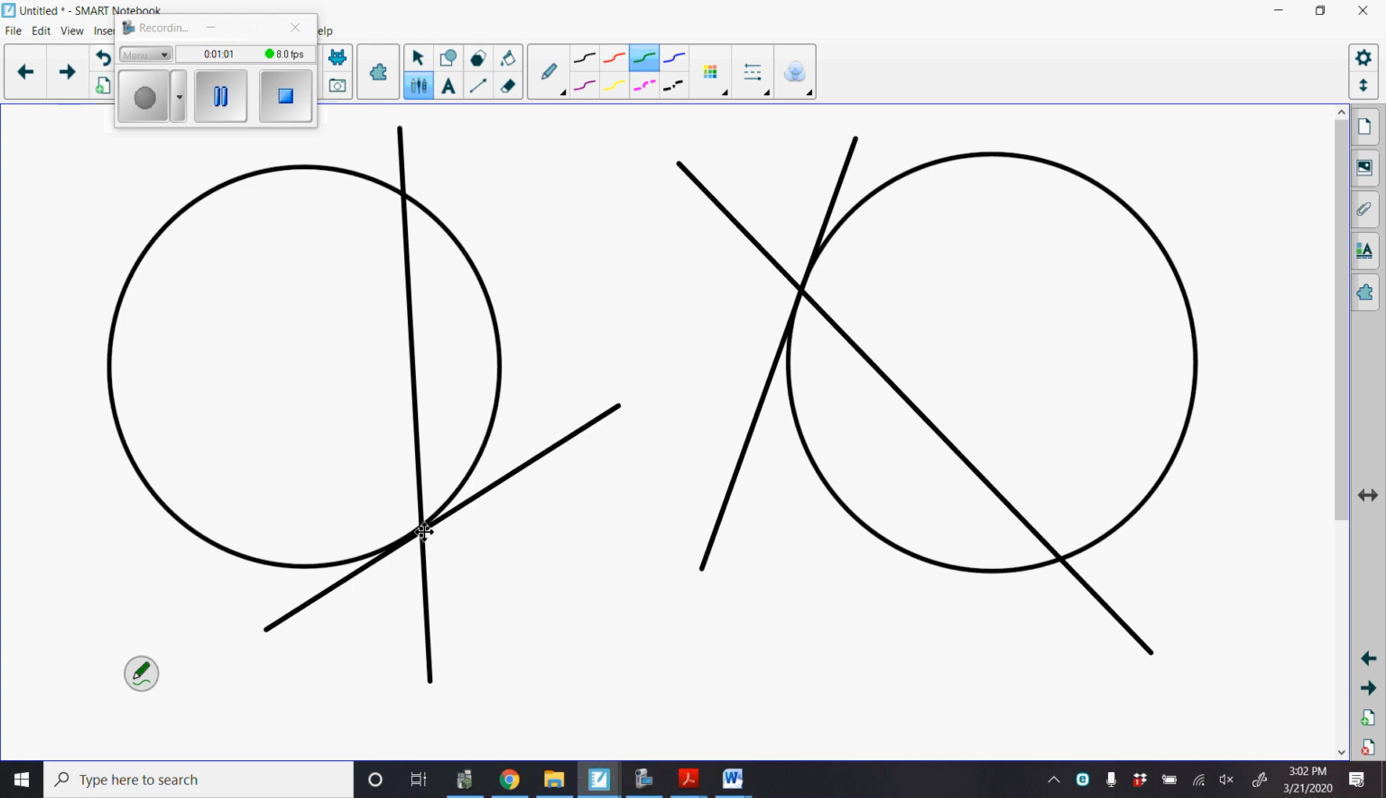Now you may say, this kind of looks like an inscribed angle. Inscribed angles also had a vertex on the circle. And in fact, the rule is going to be the same as the rule for that. So let's take a look at how this works.